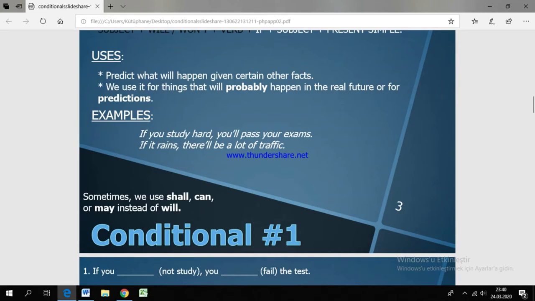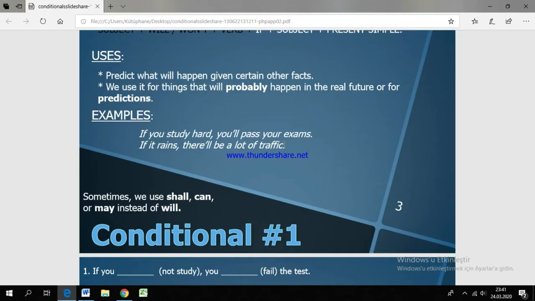In these 2 examples, let's try to find out the uses, okay? Predict what will happen given certain other facts. Which one can that be? If it rains, there will be a lot of traffic. If you study hard, you'll pass your exams. I'm going to give you some time to think about it. Please do not forget to focus on the word predictions here. Okay, which one is which? What do you think?